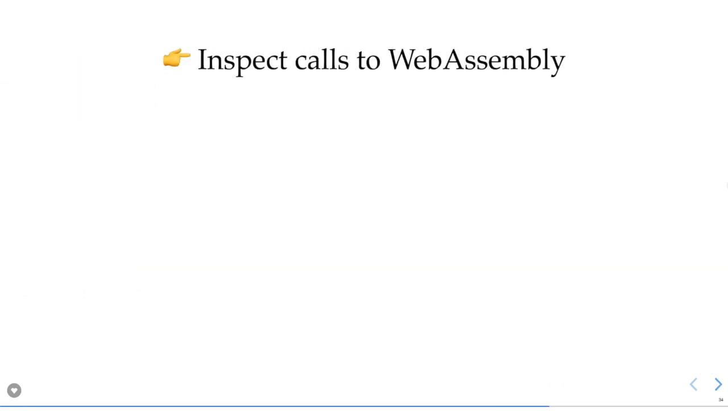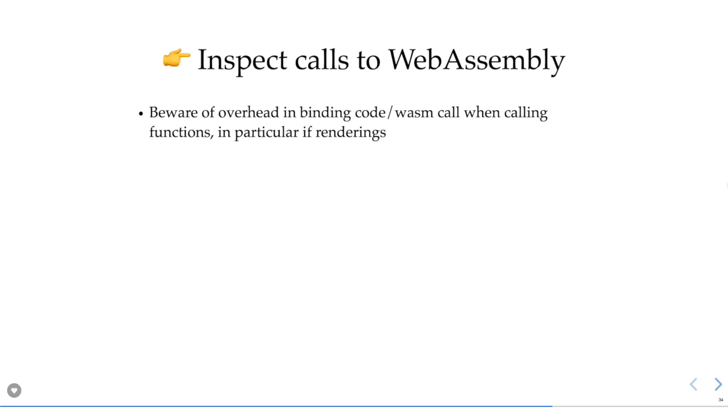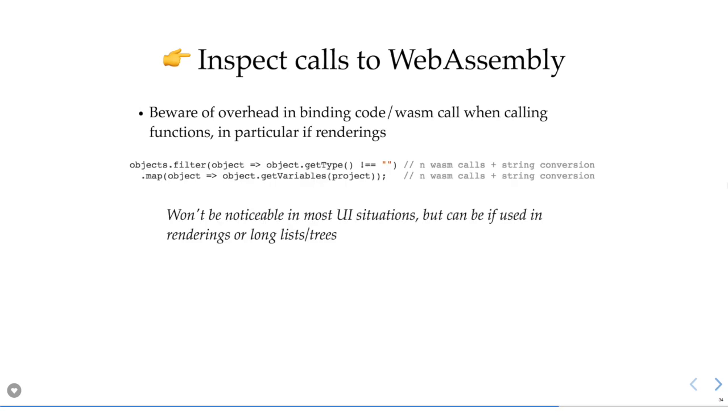Sometimes things can be slow because of your calls to WebAssembly. WebAssembly is fast, but the call to WebAssembly can have some overhead. For example, if you have a list of objects that you're rendering, you're iterating on the objects, and if my object's getType or getVariables are WebAssembly methods, then I will pay the price to go over the bridge between the JS and the WebAssembly world every time I'm calling those functions. If I have 1,000 or even hundreds of objects and every call to WebAssembly is a few milliseconds, at the end it's almost 1 second.